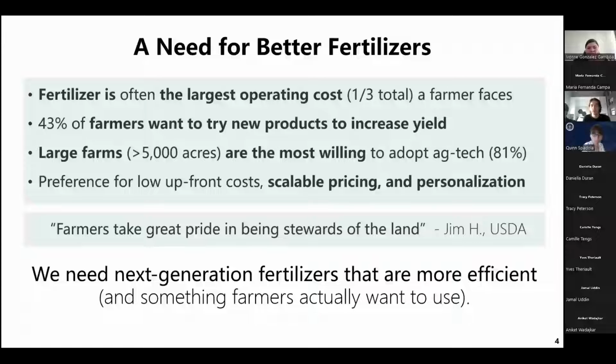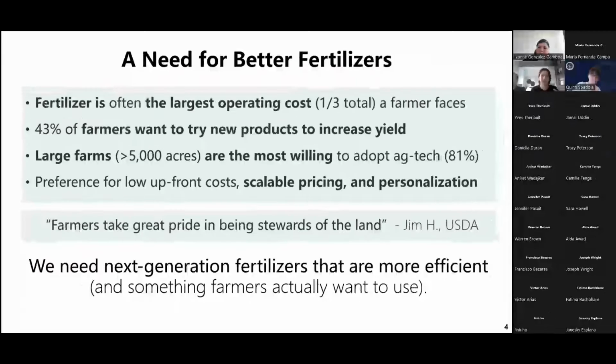We really think there's a need for better fertilizers right now. And this is something that I think farmers also want, because fertilizer can be the largest operating cost that a farmer faces. It's a huge portion of their budget, hundreds of dollars per acre. A lot of farmers are always trying to increase their yields by using new products, and especially large farming operations are the most interested in these new products. But farmers don't always have a ton of money, so they can't always afford new equipment. They need something they can apply per acre and roll out slowly.